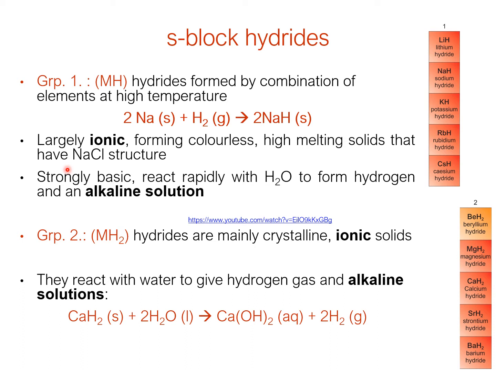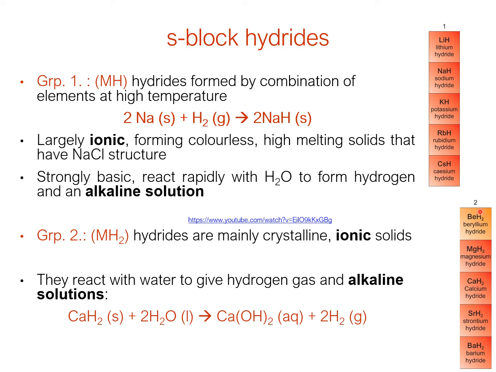They're colourless, high melting solids. They have the rock salt structure, if you remember that from the last lecture, and they're strongly basic. And the same with group 2, and this is why they're called alkali and alkaline earth metals. They react with water to give an alkaline solution. And it's very similar with group 2. Their hydrides are mainly crystalline, they're ionic, and they react with water to give alkaline solutions.